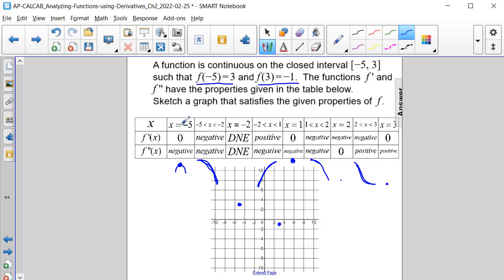So we're starting at -5, and we are going downward until we get to -2, and that's where it's going to come to a sharp corner or cusp or vertical tangent. And then we're still going to be concave down, and we're going to go, that's from -2 to +1, so maybe at about here we have this type of function.